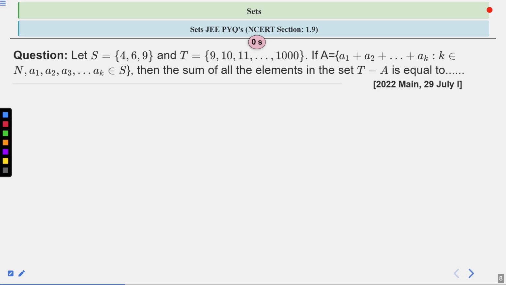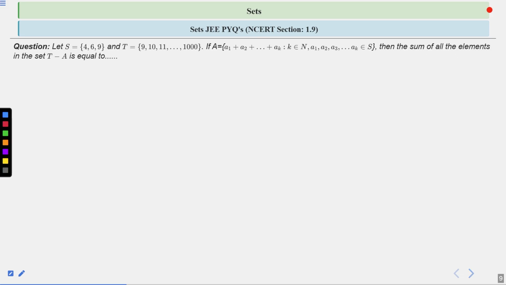Moving to the solution. I hope the question is quite clear to all. So S has 3 elements 4, 6, 9, T has elements 9, 10, 11 till 1000, and A is simply your set in which you get your elements by adding the elements of this set S. Clear? Then you have to find the sum of all the elements in the set T minus A. So the sum is going to be 11. How? Very simple solution.